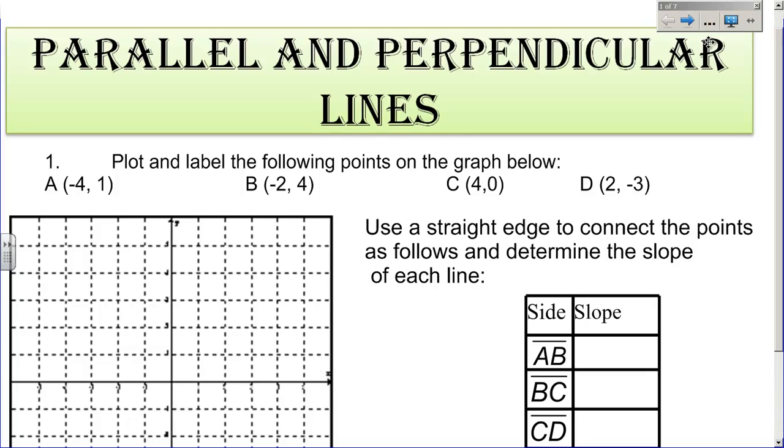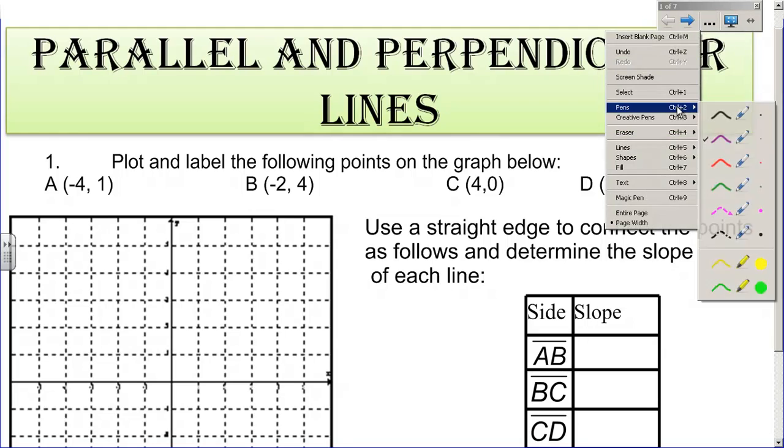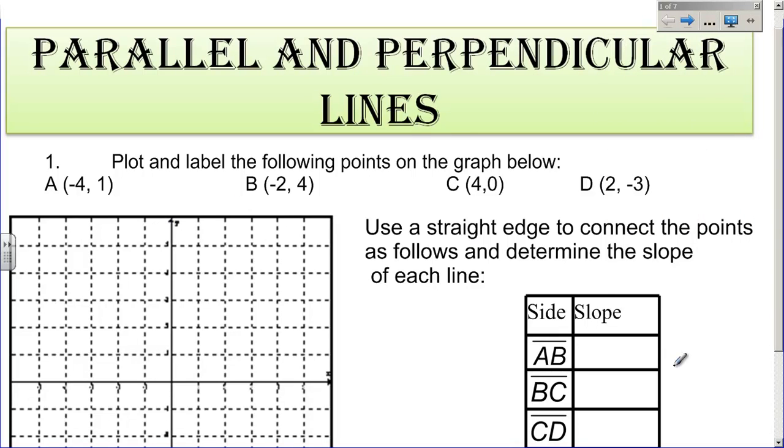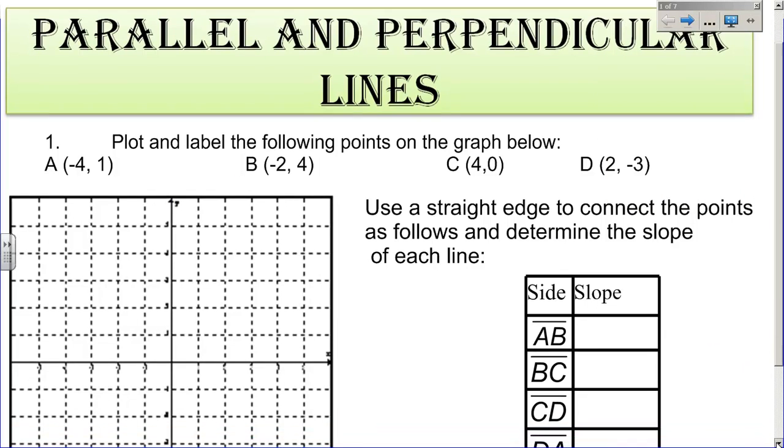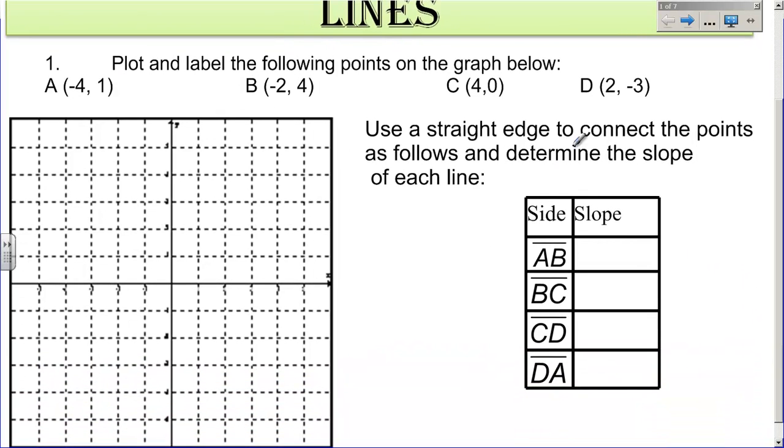Parallel and perpendicular lines. We all know what they are. We've all dealt with them before, but now we're just going to talk about the slopes of the lines. The first thing we're asked to do is plot these 4 points and connect them and then find their slopes. So let's plot these 4 points first.